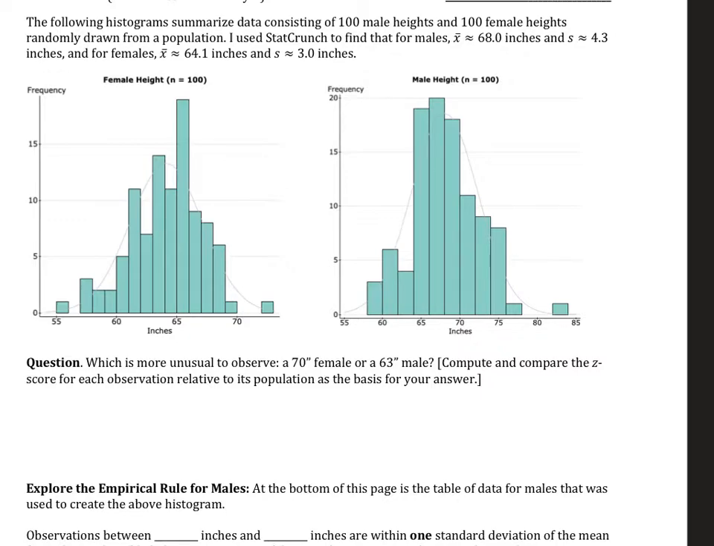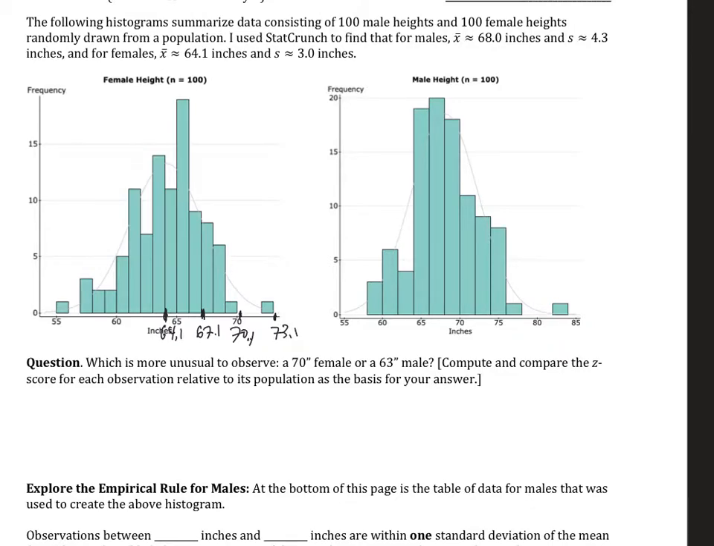In this one, it says the mean for females, which is the one on the left, is 64.1 inches. So 64.1 will be about there. And it says our standard deviation is 3.0. That means every time I want to go up a standard deviation, I should add 3.0. So one standard deviation above will be 67.1. 2 standard deviations above will be 70.1. And 3 standard deviations above will be 73.1, which is out here.